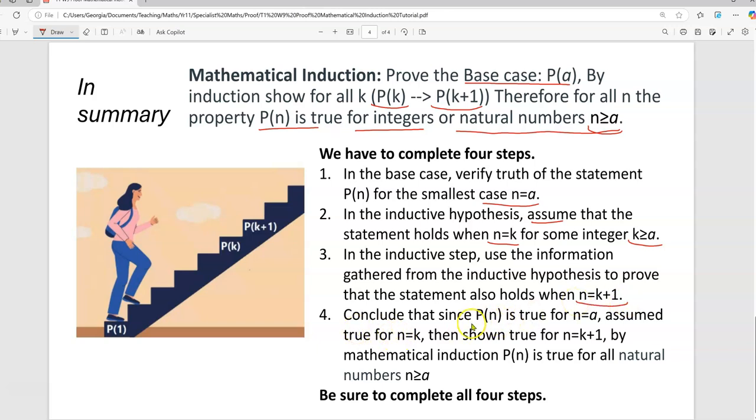And then in conclusion, since the statement for all natural numbers or integers has been shown to be true for the base case, n equals a, assumed true for the kth case, where n is equal to k, and then shown to be true for n equals k plus 1, then by mathematical induction we have shown that the proposition is true for n, which is all natural numbers that are greater than or equal to a, which was the base case. So you need to do all 4 steps, and you need to be clear and have nice working out.